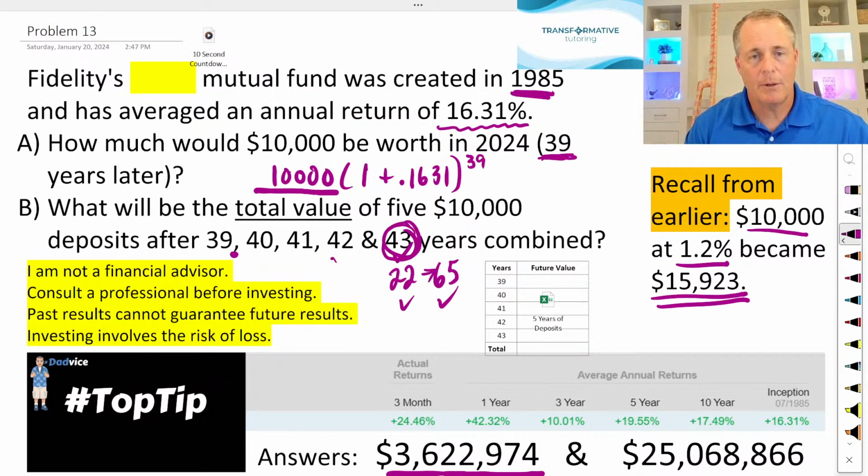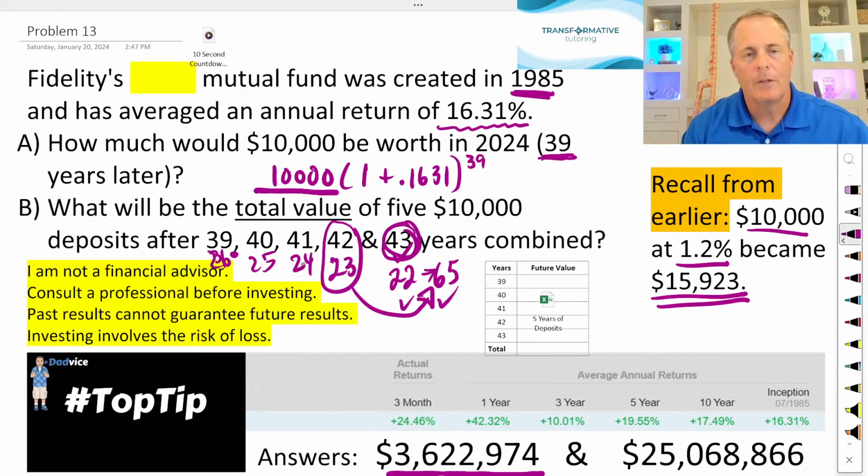But you also could put money in when you're 23 years old. That would take 42 years until you become 65. Or when you're 24 years old, 25 years old, and 26 years old. So these are the first 5 years after college. And what if you put $10,000 in for each one?